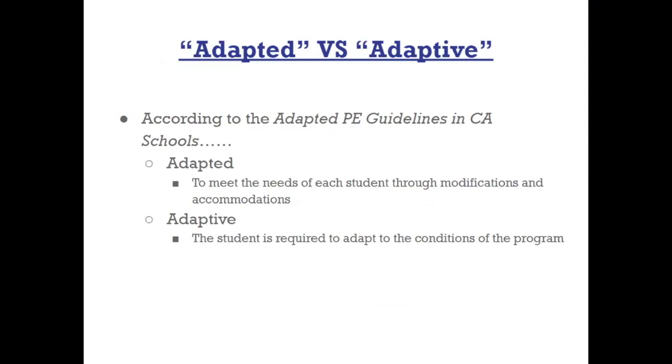Adapted versus adaptive. This is a word that gets commonly misused and exchanged in PE. So to clarify, according to the adapted PE guidelines in California schools, adapted is to meet the need of each student through modifications and accommodations, meaning that we are changing the environment for the student to be safe and successful within the PE environment. Adaptive would be that the student is required to adapt to the conditions of the program. We always want to try to be an adapted PE program.